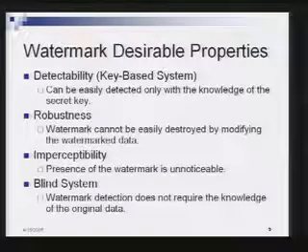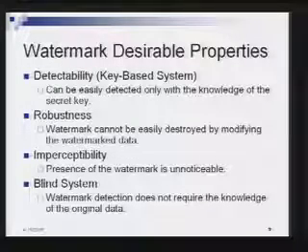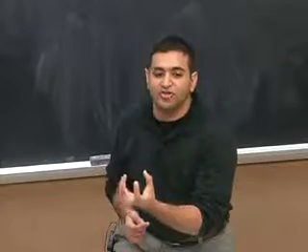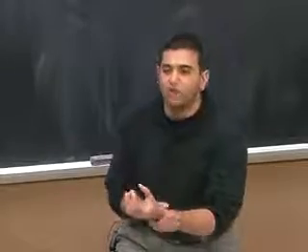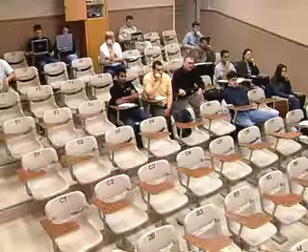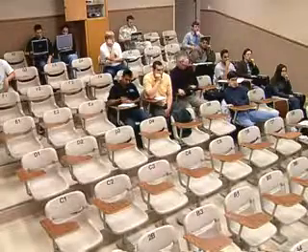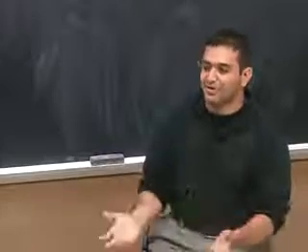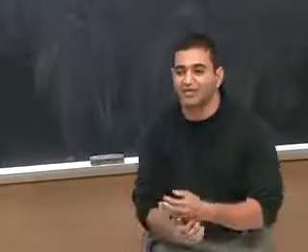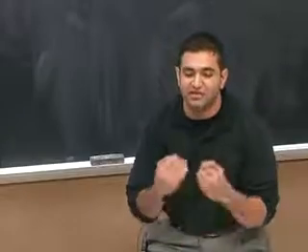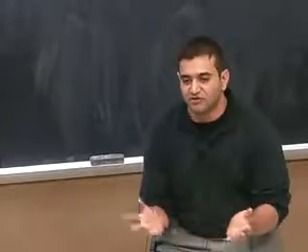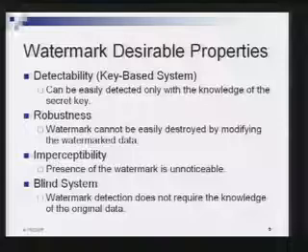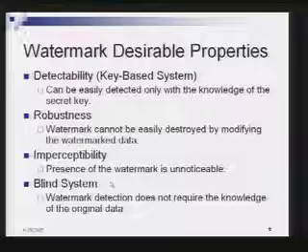And a blind system. A blind system means that to detect the watermark, you don't need the knowledge of the original data. You only need the watermarked data and the key, of course. Because if I have the knowledge of the original data, the problem becomes very easy. All I do is subtract one from the other, and what remains is the watermark plus the effects of the attack, the effects of the attacker. That's why we emphasize the blind system. It makes the design a little bit harder.